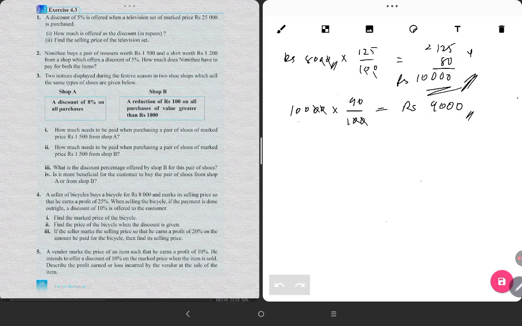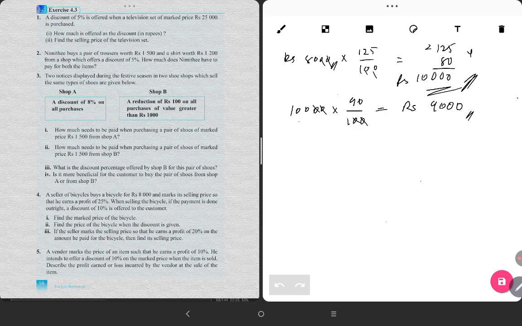If the seller marks a selling price so that he earns a profit of 20% on the amount he paid for the bicycle, then find its selling price. That's also easy, right? So if the seller marks the selling price so that he earns a profit of 20%, he's still giving a 10% discount, but he wants to make 20% profit anyway. So what is the selling price?